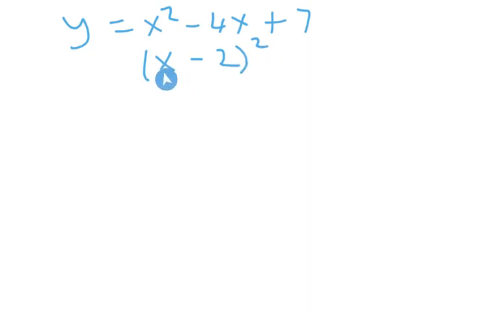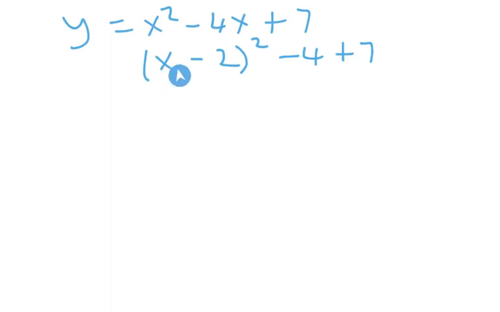Well, x by x is going to give me x squared, minus 2 by x is going to give me minus 2x, and then x by minus 2 is going to give me minus 2x as well. So that gives me my minus 4x. Unfortunately, I am left with a minus 2 by minus 2, which gives me plus 4. So I need to get rid of that. So minus 4, and then I put down my original plus 7.